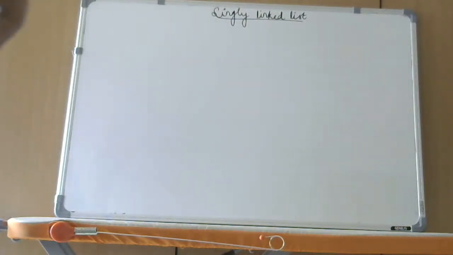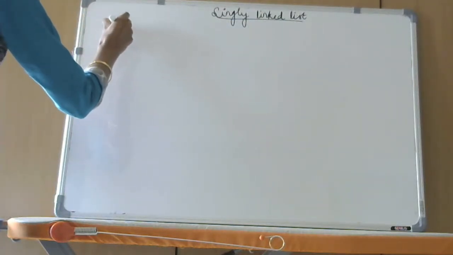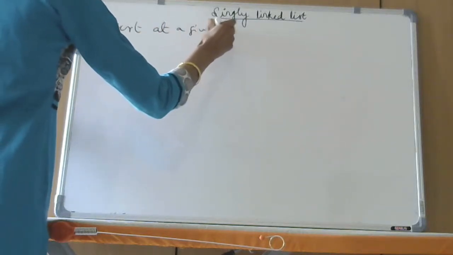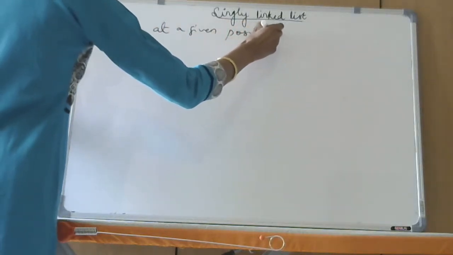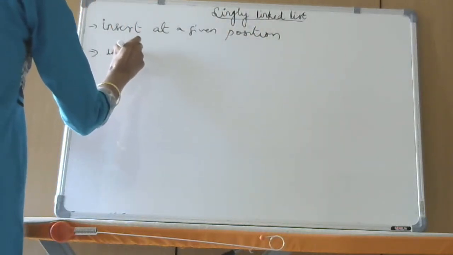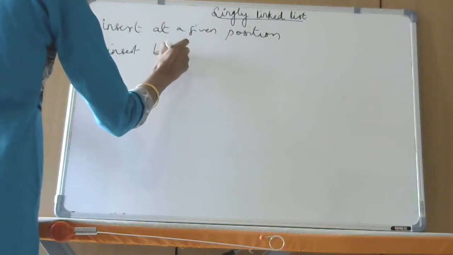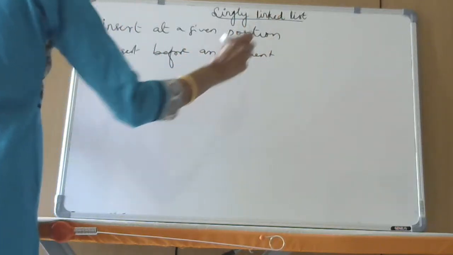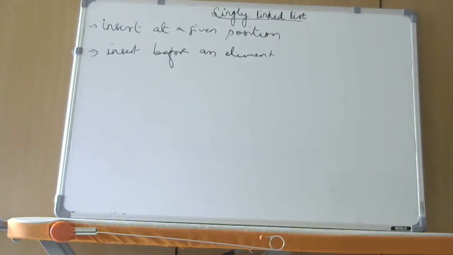In the last, there are two things that you have to understand. One is how to insert at a given position. The other one is insert before an element. These two are the things that we are going to see now. How to insert at a given position and insert before an element. Means what? Let us try to understand the difference first.